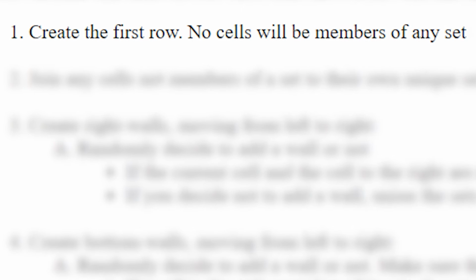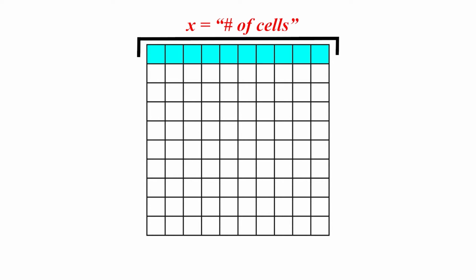The first step of the algorithm states as follows. Create the first row. No cells will be members of any set. This first step is pretty simple and will only ever apply to the first row of the maze. For step 1, we will create an empty row with X number of cells, with X representing how many cells long our row will be. For this example, we will create an empty row of 10 cells as our grid length is 10. For the second part of this step, we will not assign any of these cells to a set.